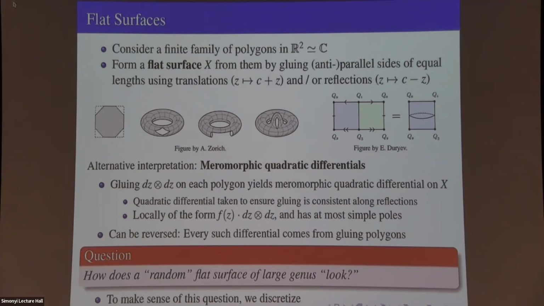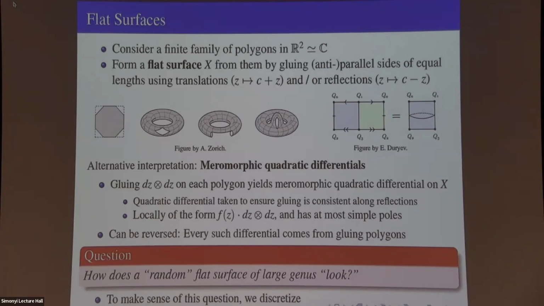Okay, so this procedure I mentioned can be reversed in a sense. I will not really explain how, but maybe you can take my word for it, that given any surface and a quadratic differential on it, I can reconstruct a family of polygons that you can glue to obtain the surface back. Okay, so the question that I'm interested in this talk is, how does a typical or a random flat surface look? I owe you two things here. One is what I mean by random, and second, what do I mean by look? I'll try to answer these questions in the coming slides.